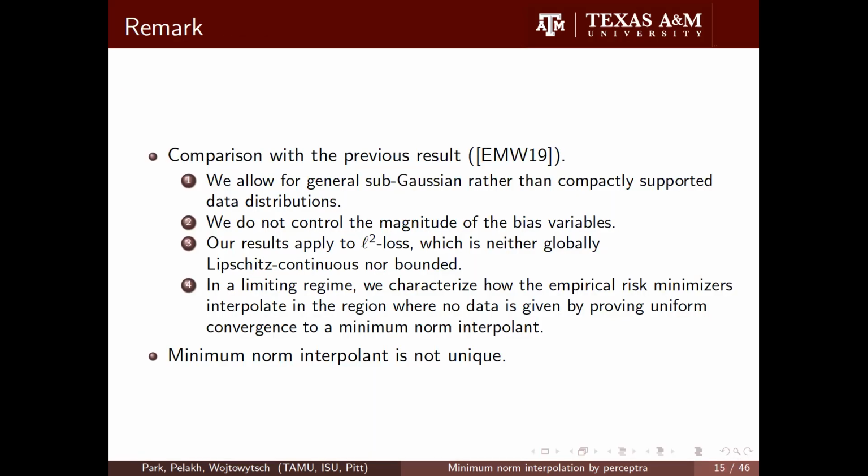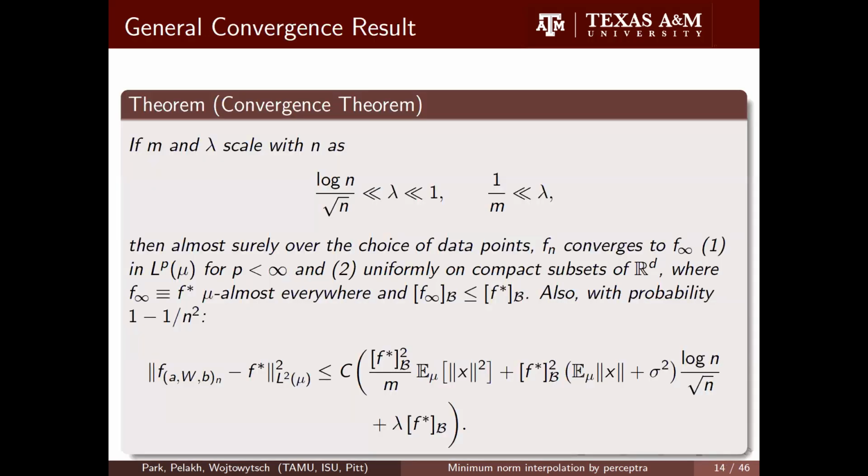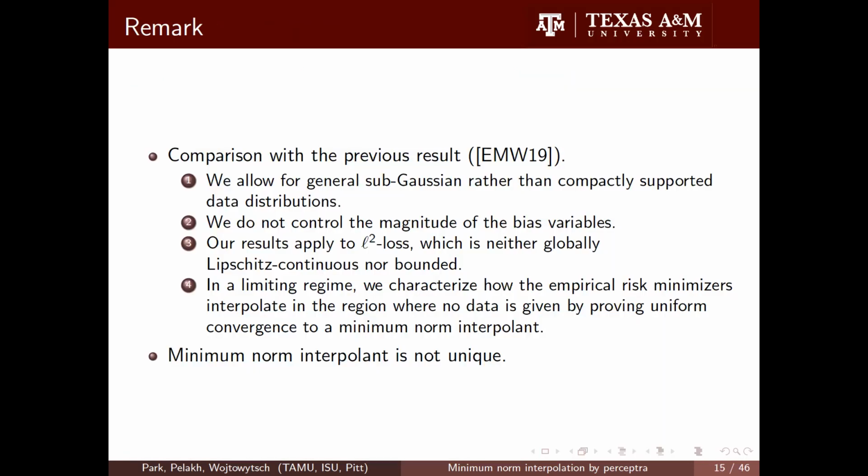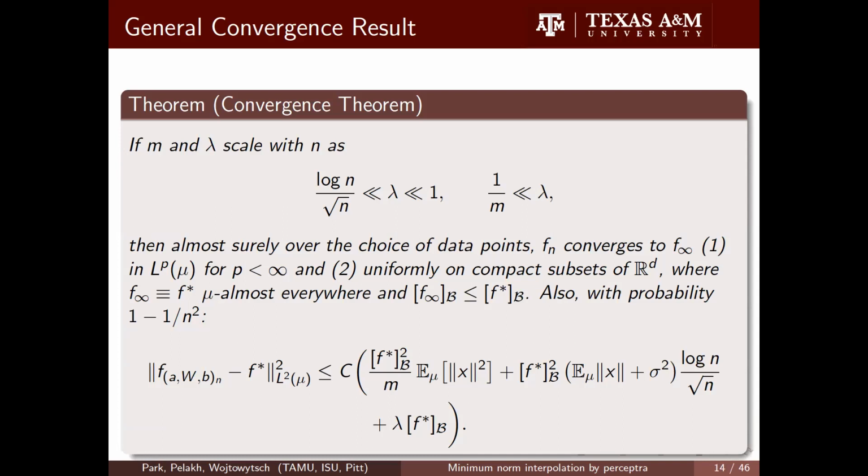For comparison, I'll first start with what we have improved. We used general sub-Gaussian data instead of compact support data. We did not control the magnitude of the bias variable, as I just mentioned. And we used the theory for the L2 loss, which is widely used, but this L2 loss is not Lipschitz, so it turned out to be very problematic indeed. But our results can be applied to the L2 loss.